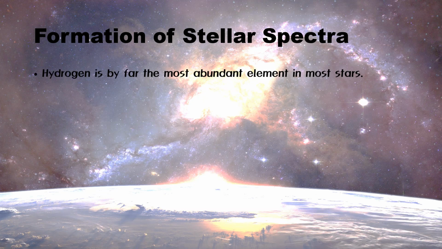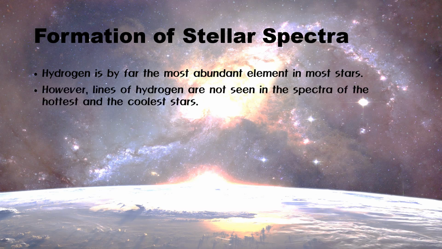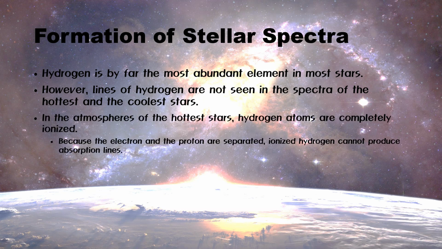Hydrogen is by far the most abundant element in most stars. If we go and look at the spectrum of hydrogen, we can of course see those familiar lines there that we would see in our own sun. However, the lines of hydrogen are not seen in the spectra of the hottest and of the coolest stars. And why is that? Well, in the atmospheres of the hottest stars, hydrogen atoms are completely ionized. Because the electron and the proton are separated, ionized hydrogen cannot produce absorption lines.